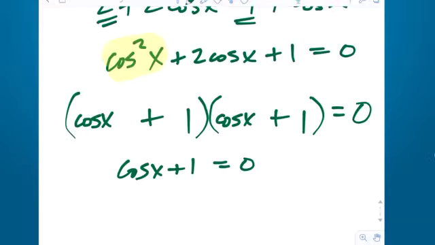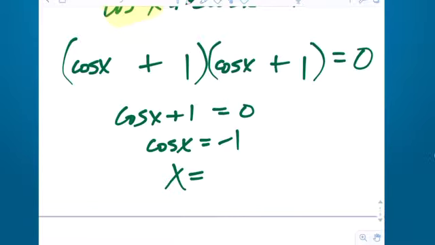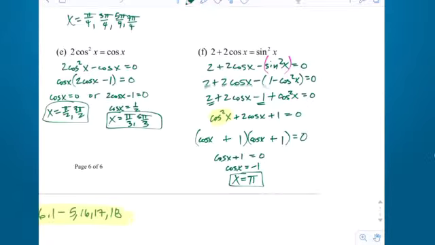Okay, so now what? Subtract 1. Isolate. We have a single trig function. Isolate it. Cosine of x is equal to -1. And now from the unit circle, where is the cosine equal to -1? Pi. So x equals pi. And that's the only solution between 0 and 2 pi.